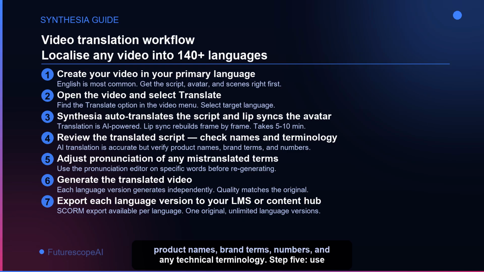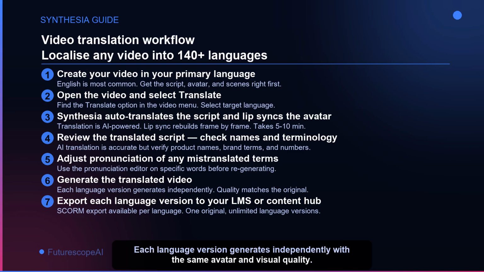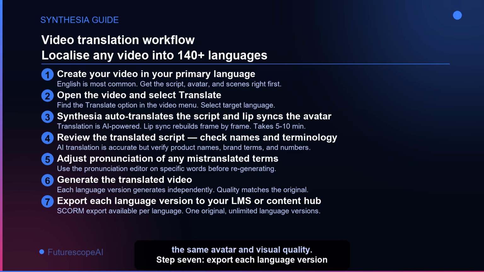Step 5. Use the pronunciation editor to fix any words that were mistranslated or mispronounced. Step 6. Generate the translated video. Each language version generates independently with the same avatar and visual quality. Step 7. Export each language version to your LMS via SCORM or download the MP4 for your content hub. One original video becomes unlimited localized versions.